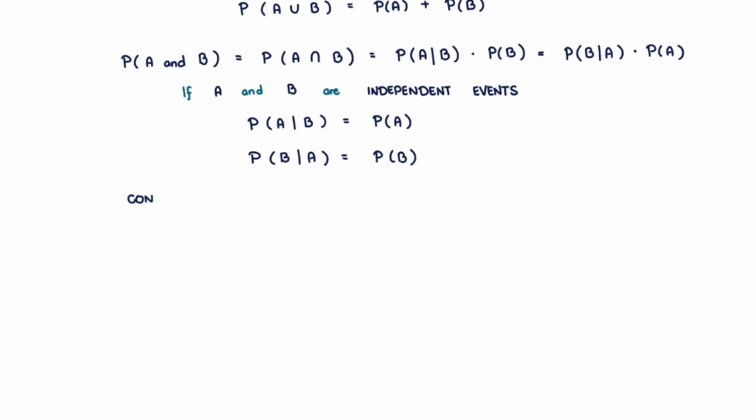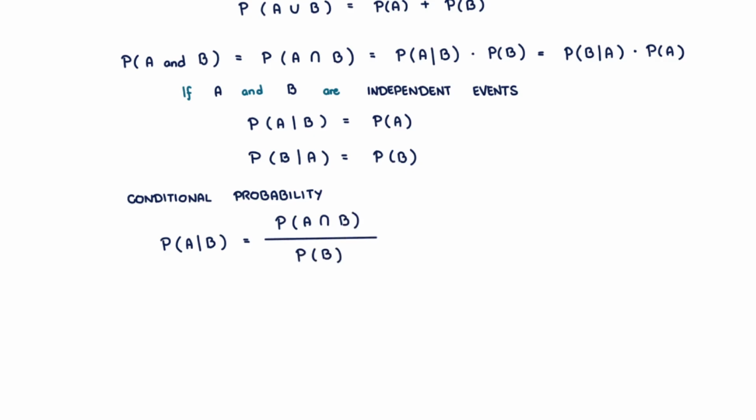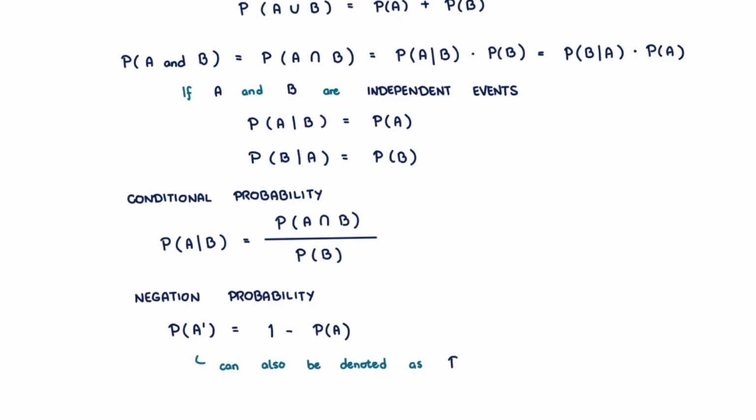So let's look at conditional probability. The probability of A given that B has occurred is equal to the probability of A and B over the probability of B. There's also negation probability, so the probability of A prime is equal to 1 minus the probability of A. This can also be denoted with the squiggly line or this symbol. So in some texts, this is how they are written.